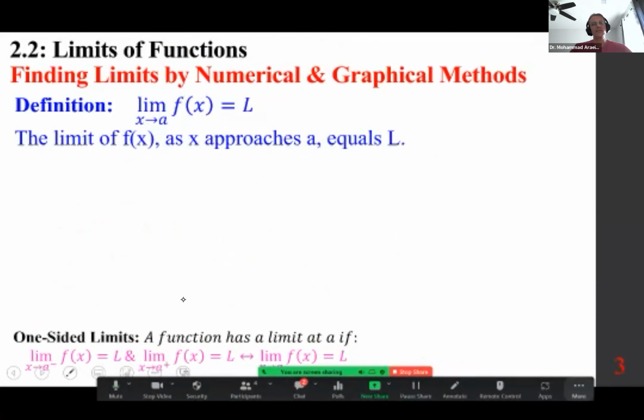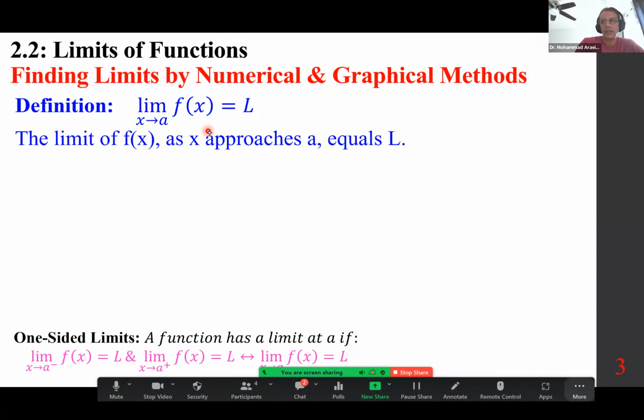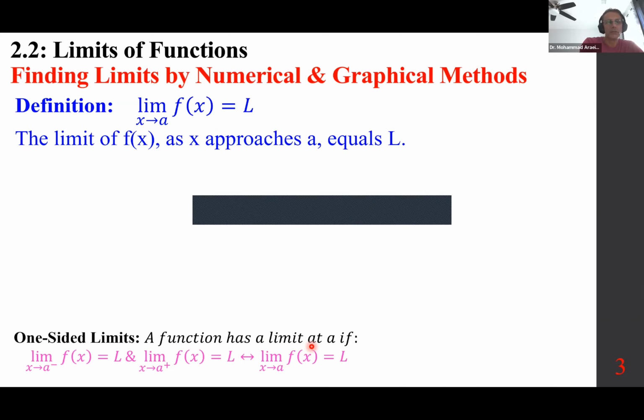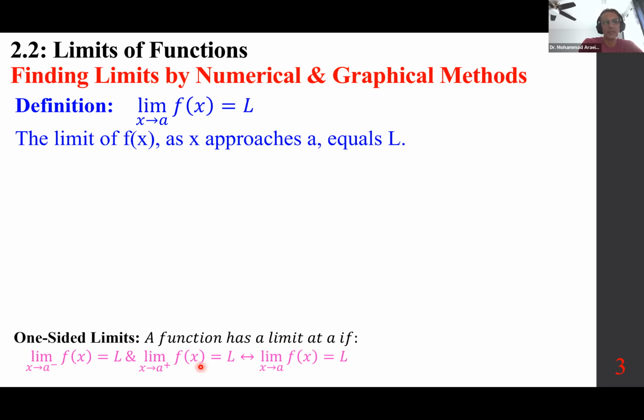So first and foremost, the definition of the limit. The limit exists if the one-sided limits are identical. In other words, the limit of f of x as x approaches a from the left and the limit of f of x as x approaches a from the right are the same. In that case, the limit exists.